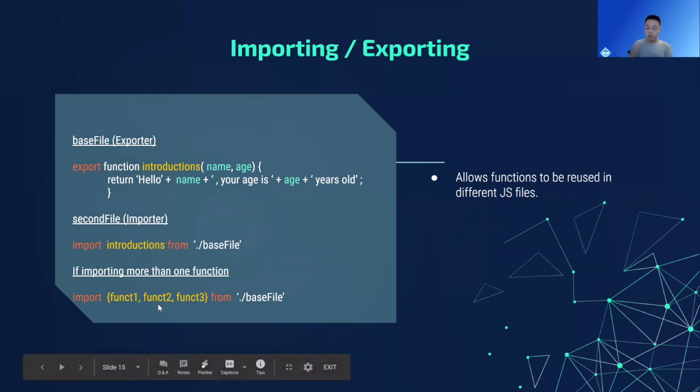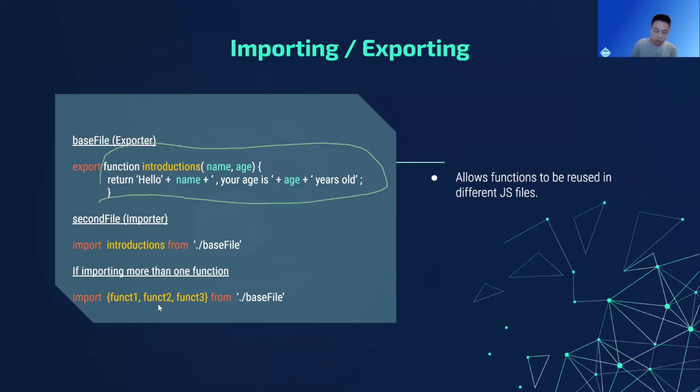Importing, exporting. This allows functions to be reused in different JavaScript files, and everything that is inside of these functions is carried over into the new files. In our example here, we just have a basic introduction function, and we're exporting that. In our second file, we're importing introduction from the base file. All you do is really simple. You just have your quotes over here and over here, and the period with the slash with the name of the file that you took it from. After you import it, all of the functionalities within that function are carried over.